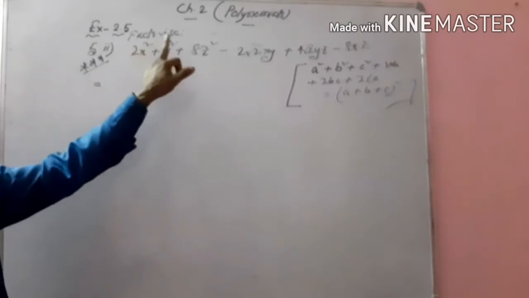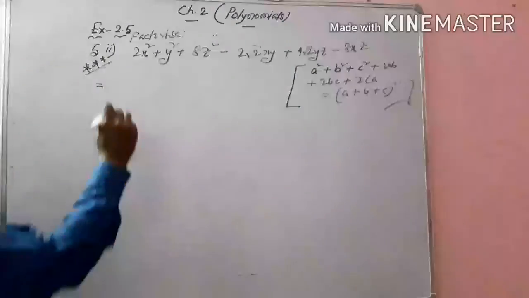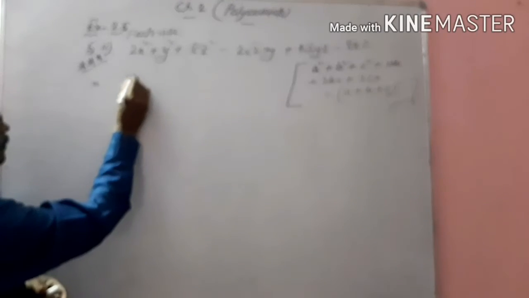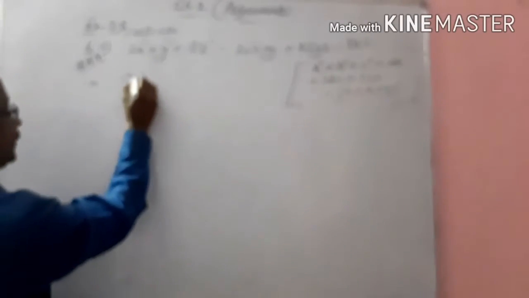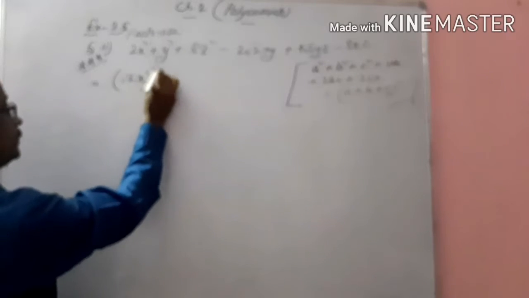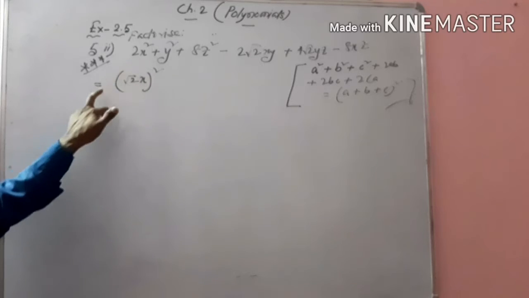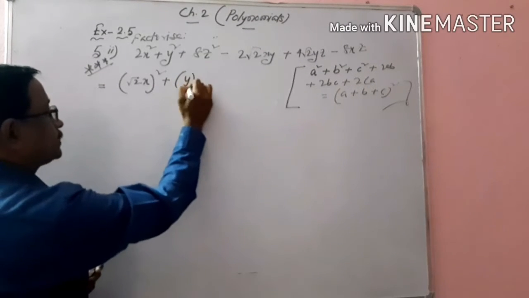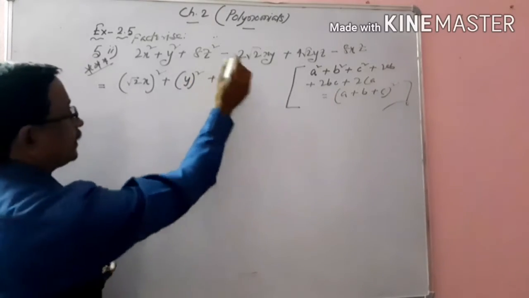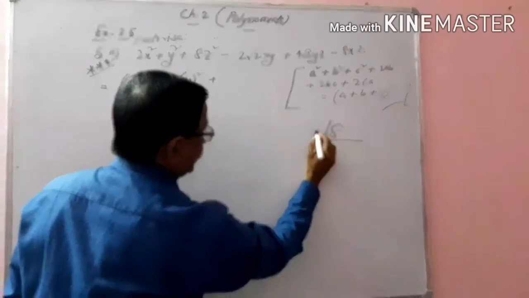How can we break it? As it is 2x square, how do you break it in square form? 2 we can write as root 2 whole square, because root 2 square is 2, and x is there. Okay, you write this one getting the same. We cannot change the question. Whatever is there, only you can make it the same. And instead of y square, you write y square and 8. 8, how can you write it in square form? First, how do you write 8?